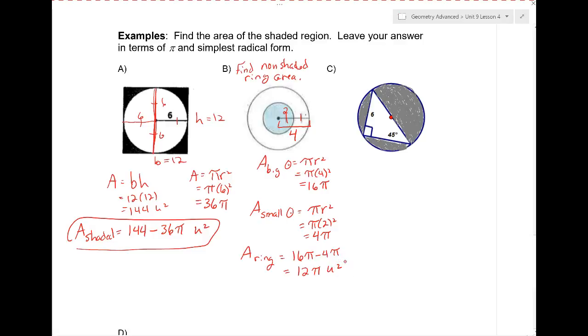Notice how I treat the pi like a variable. In your brain, think of it that way. It's just a variable that you have to have. And so this would be our final answer.